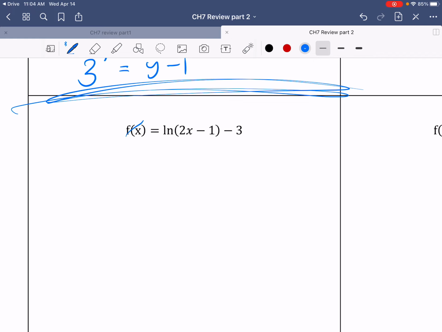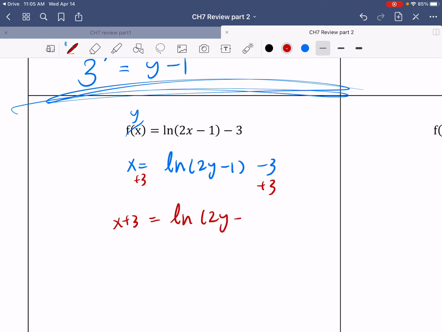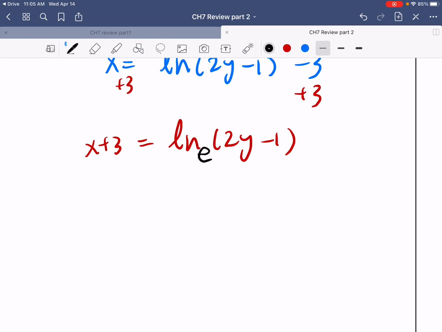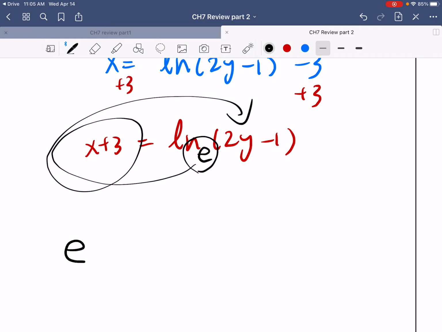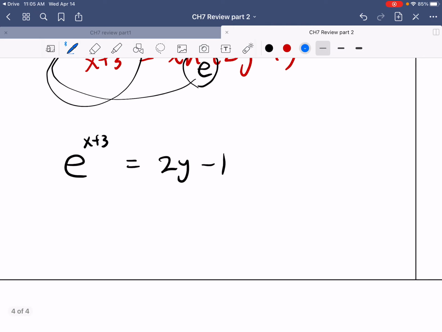So switch x and y, okay? So x equals natural log of 2y minus 1, minus 3. Plus 3 both sides, you'll get x plus 3 equals natural log of 2y minus 1. Now, if you want to do a beautiful curve, you know this base is e, right? Because it's natural log. So if you do it, it's e to the x plus 3 power equals 2y minus 1. And simple from now on.